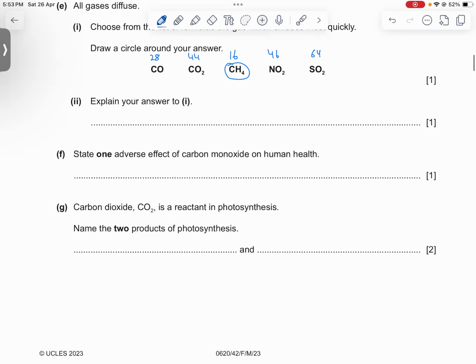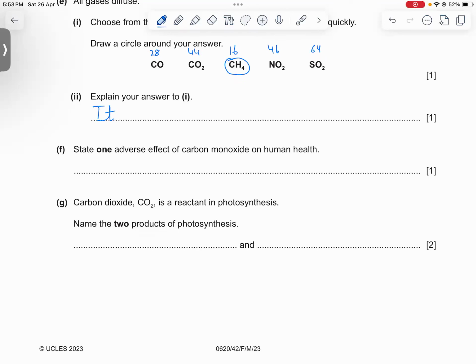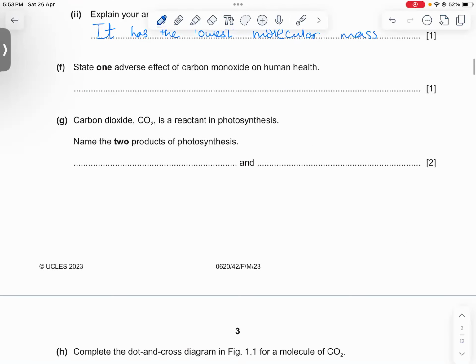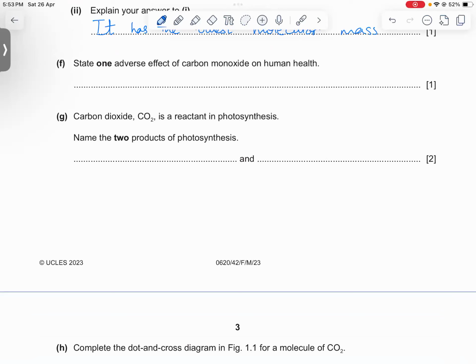All right, next, explain your answer. It has the lowest molecular mass, not atomic mass, we say molecular mass. State one adverse effect of carbon monoxide on human health. It is toxic. All right, it is toxic, and if you want to explain it, it binds permanently, or you can write it like this, it decreases the oxygen carrying capacity.